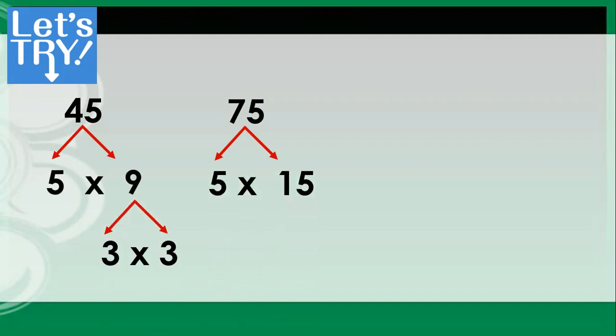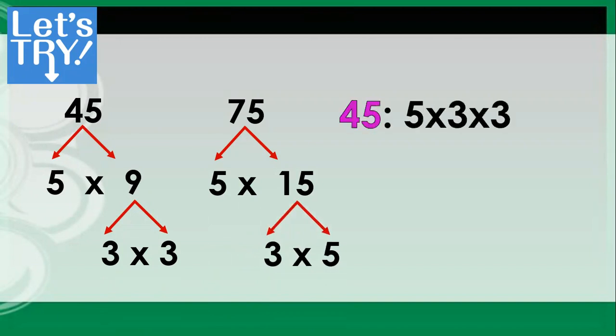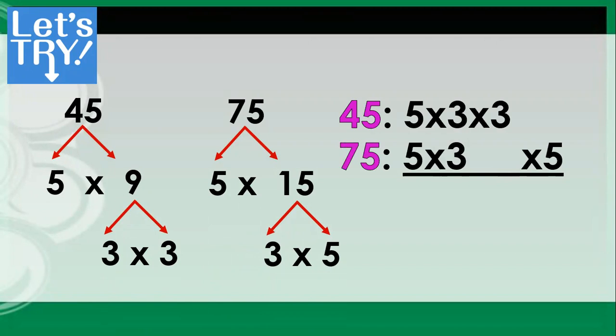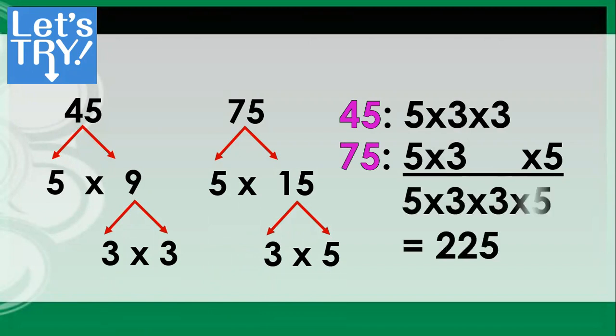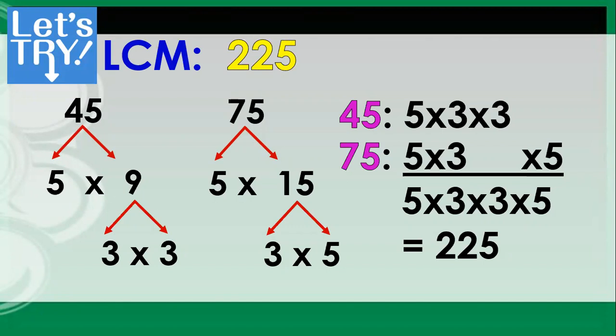Let's try to answer this one. What is the least common multiple of 45 and 75 using the prime factorization method? 45, we have 5 times 9. 9 is 3 times 3. 75, 5 times 15. 15 is 3 times 5. The prime factorization of 45 is 5 times 3 times 3, and 75 is 5 times 3 times 5. We're going to multiply. We have 5 times 3 times 3 times 5, which is equal to 225. So, the least common multiple of 45 and 75 is 225.